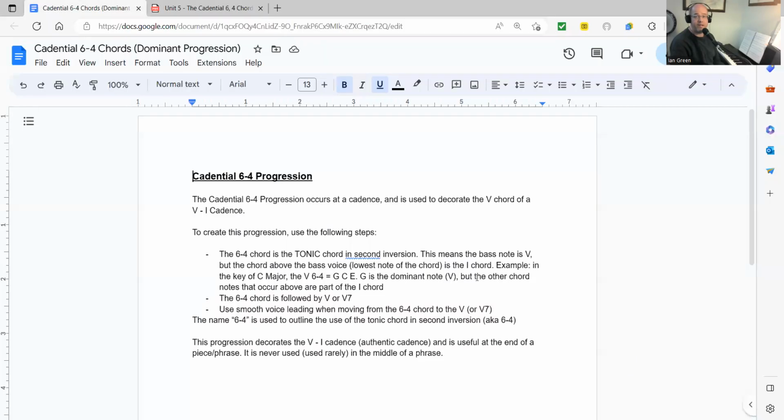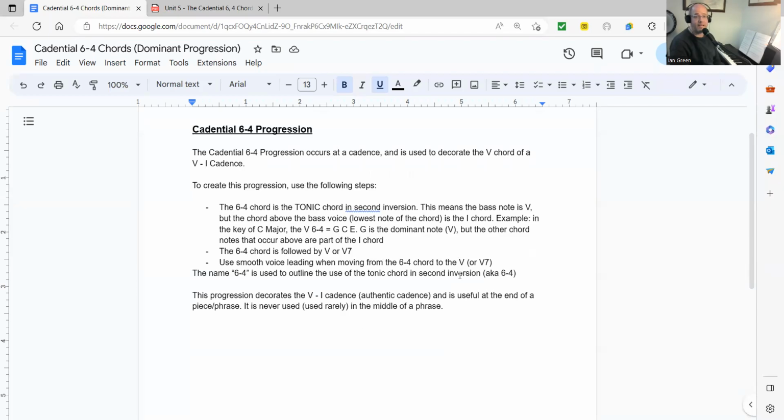Now, to outline things first, the cadential 6/4 progression, or also known as V6453, is a progression that occurs at a cadence and is used to decorate the dominant chord of a 5/1 or a dominant to tonic cadence. Now, to create this progression, it's important to follow the important steps.